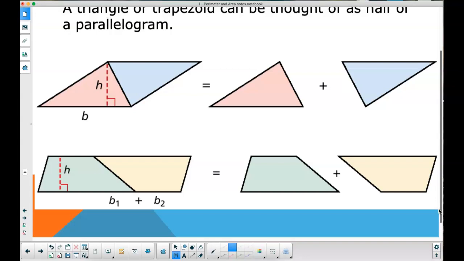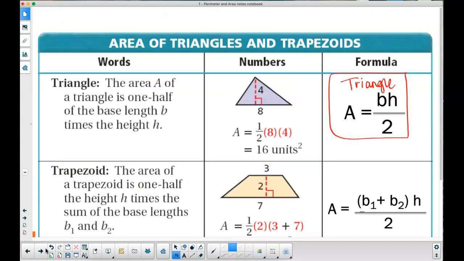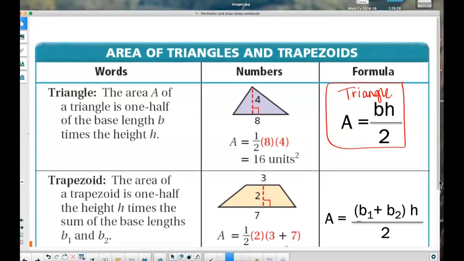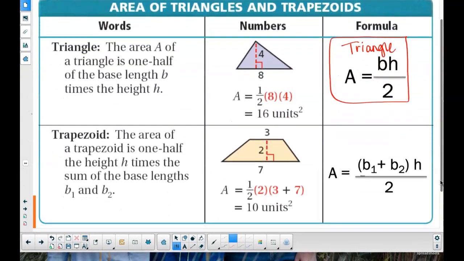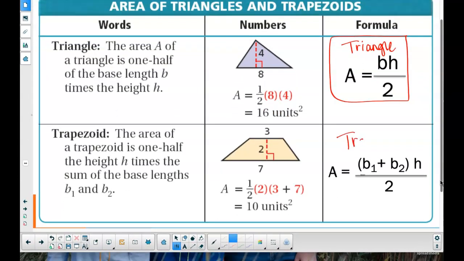Right? You put them together. So I would do base 1 plus base 2 times the height to get the whole area. But I only want half of it, so then I divide it by 2. Okay? So my formula becomes base 1 plus base 2. You have to add them together first, times the height, divided by 2. Okay, so this is the formula for a trapezoid.